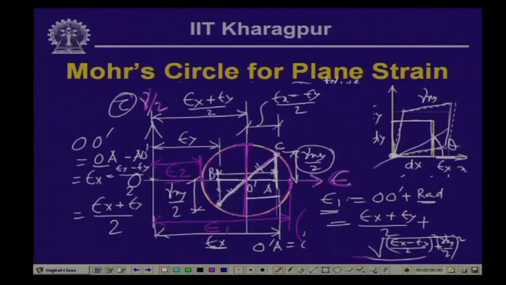So, this gives us the value of epsilon 1, which we have seen already through the transformation equation, and epsilon 2 will be O dash minus the value of the radius. Once we substitute this as minus, we will get the value of epsilon 2, and the radius, with plus and minus, gives us the value of the shearing strain. So, using Mohr circle of strain, again we can compute the values of the principal strains epsilon 1, epsilon 2 and the maximum value of the shearing strain.